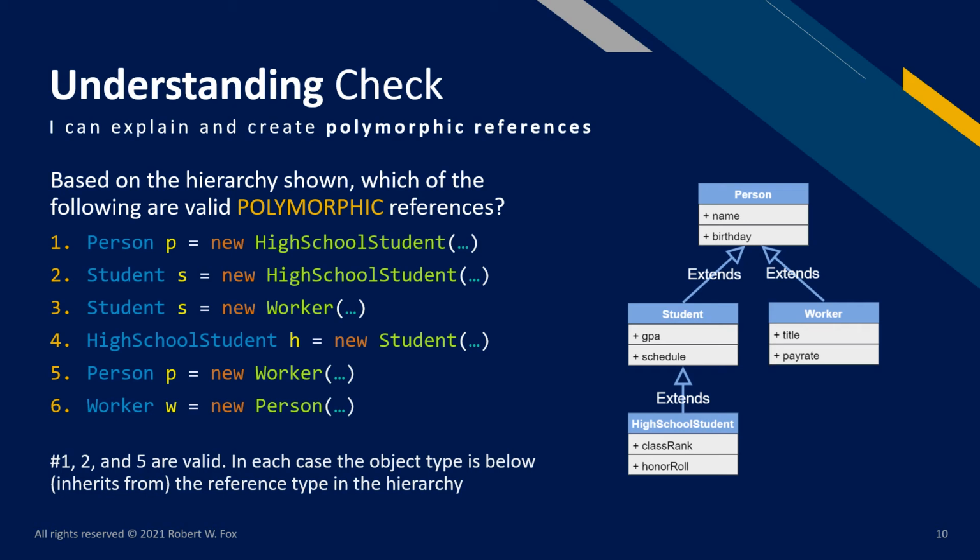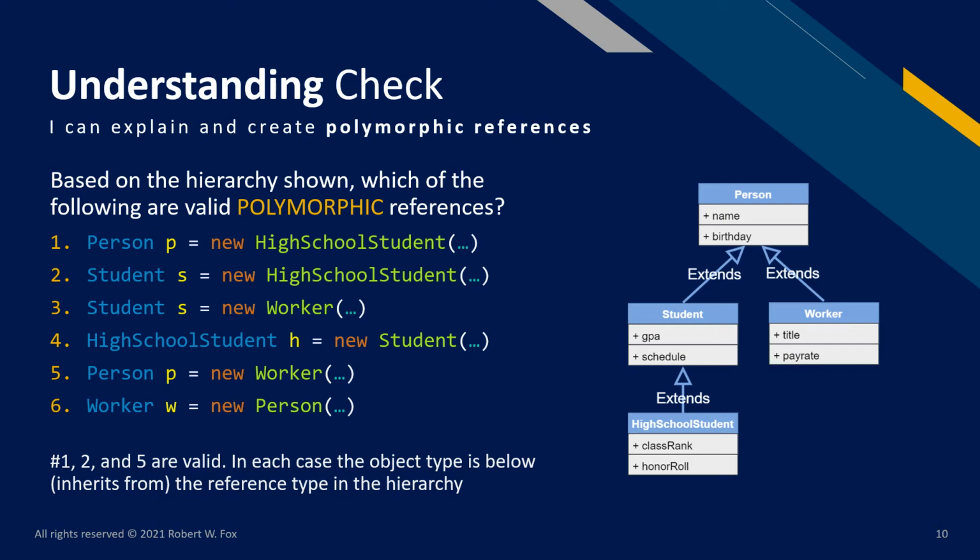To be a valid polymorphic reference, the object on the right must inherit from the reference on the left. So for number 1, person P equals new high school student. The object is high school student, and it does inherit from person, so it's valid. Number 2, student S equals new high school student. High school student is the object, and it does inherit from student, so it is valid. Number 3, student S equals new worker. Worker is the object, but it does not inherit from student, so it is invalid.